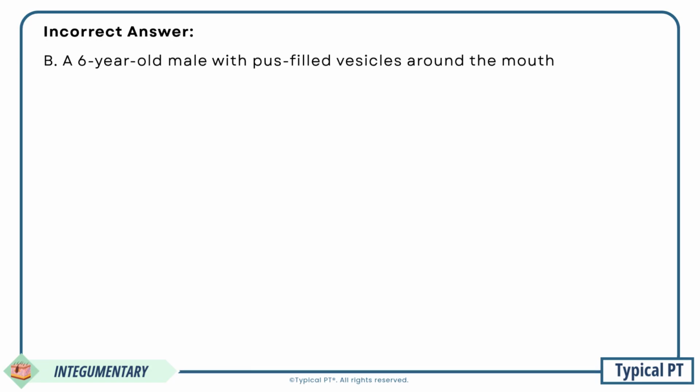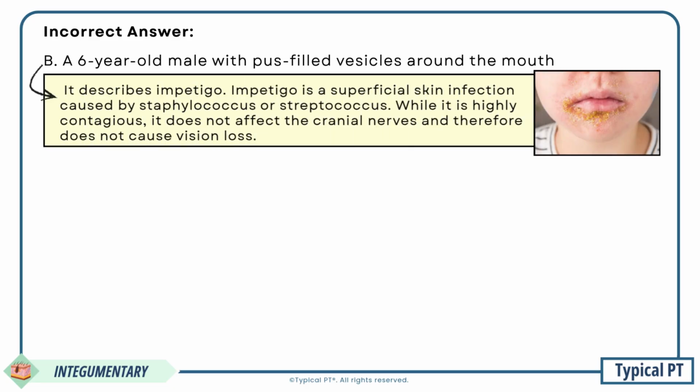Now, let's go over why the other choices are incorrect. Choice B is incorrect because it describes impetigo. Impetigo is a superficial skin infection caused by Staphylococcus or Streptococcus. While it is highly contagious, it does not affect the cranial nerves, and therefore does not cause vision loss.